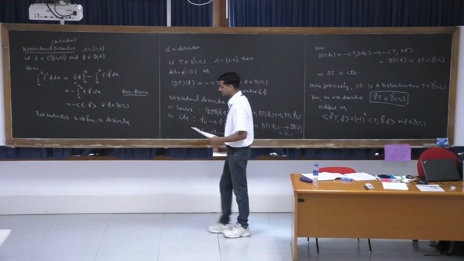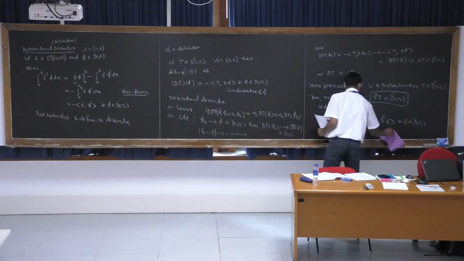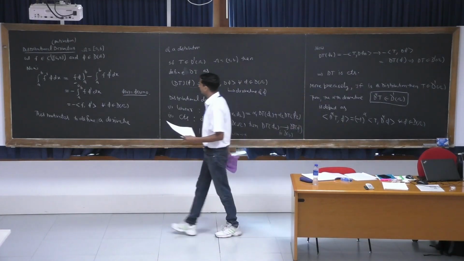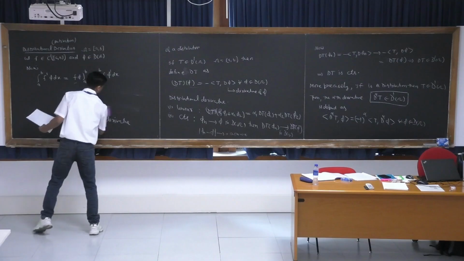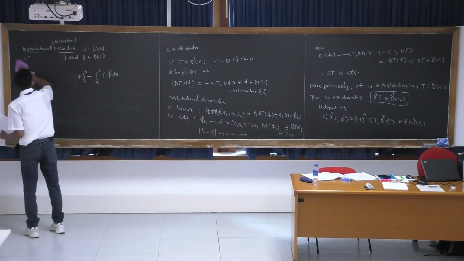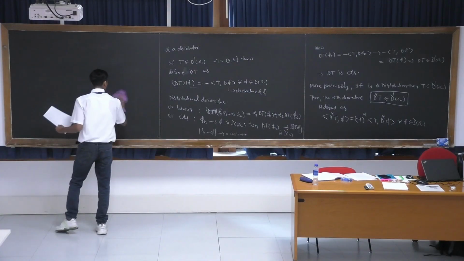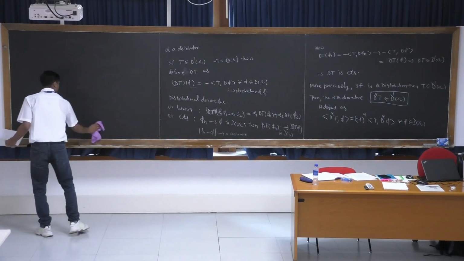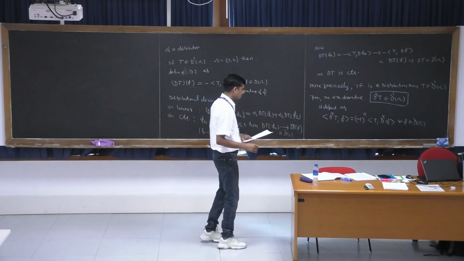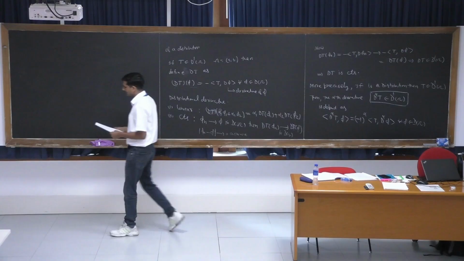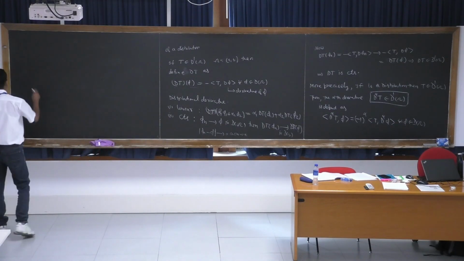So this is the derivative in the distribution sense. As we told you in the last lecture, it may happen that a function is not differentiable, but its distributional derivative exists. So I can give an example whose classical derivative doesn't exist, but whose distributional derivative exists.